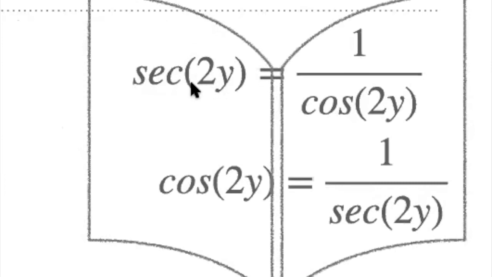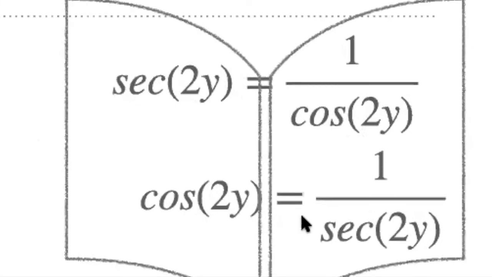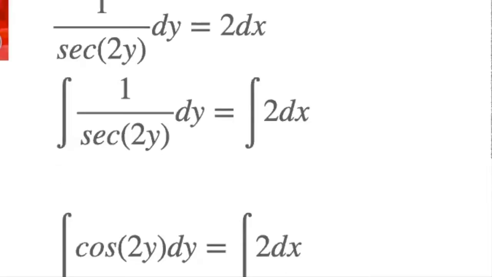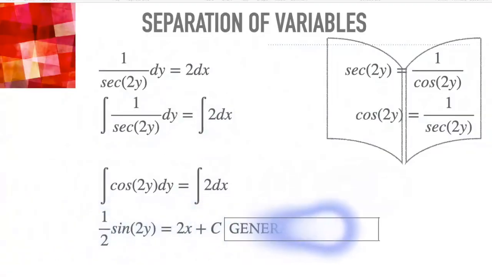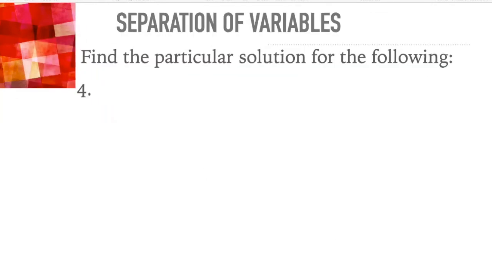Don't forget that sec 2y has a trig identity of 1 over cos 2y. So it also means that cos 2y is the same thing as 1 over sec 2y. So integrating this, we know that 1 over sec 2y is cos 2y. Now we can go ahead and integrate. And integrating, we have half sine 2y equals 2x plus c. Find the particular solution for the following differential equation.